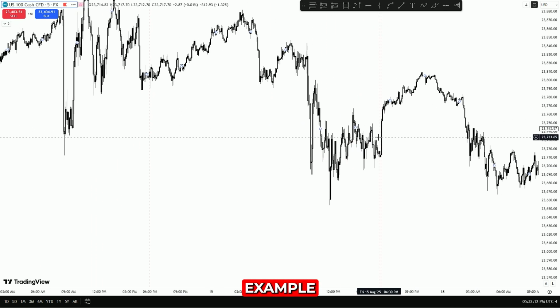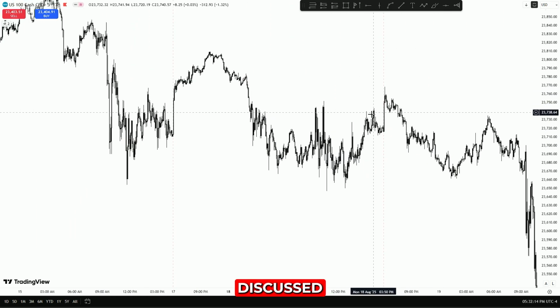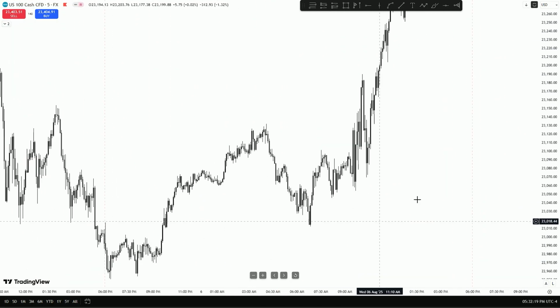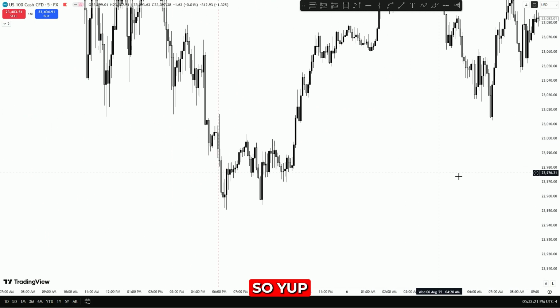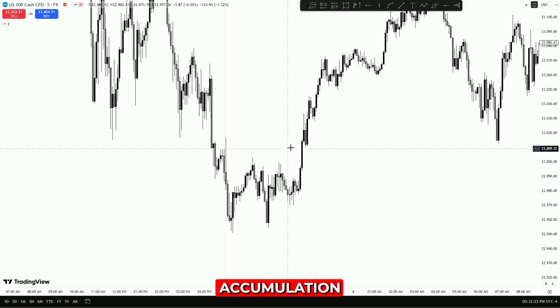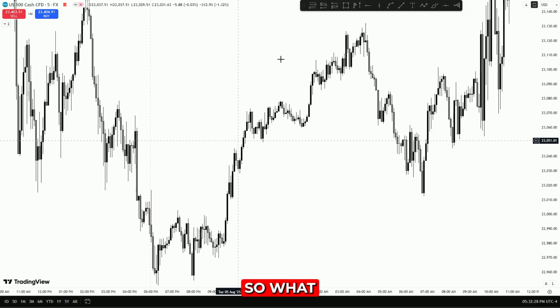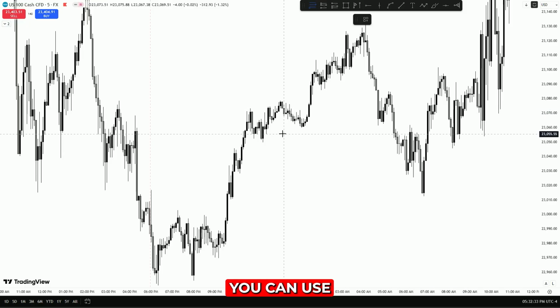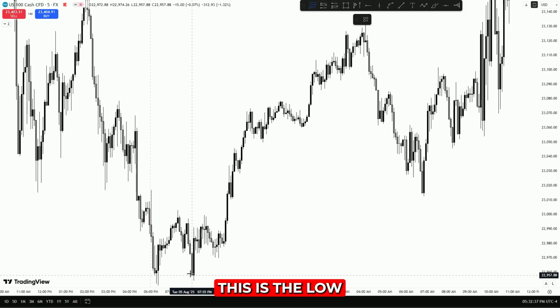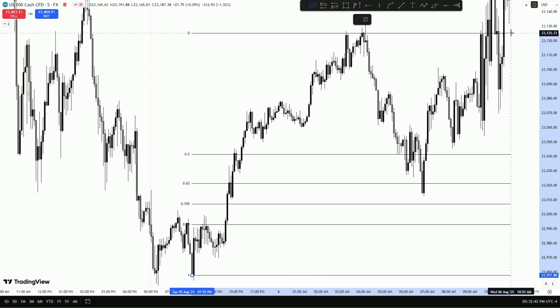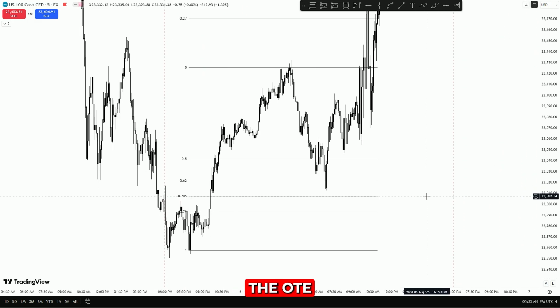There will be another example. This is the bullish case scenario, and we also discussed the bearish case scenario. Now we're going to move somewhere random and see. Here we have a pretty good accumulation, and we don't know where the market is going to come. This is the 5-minute time frame, but you can use whatever time frame you want. This is the low and this is the last high created by the market. Place the OTE.